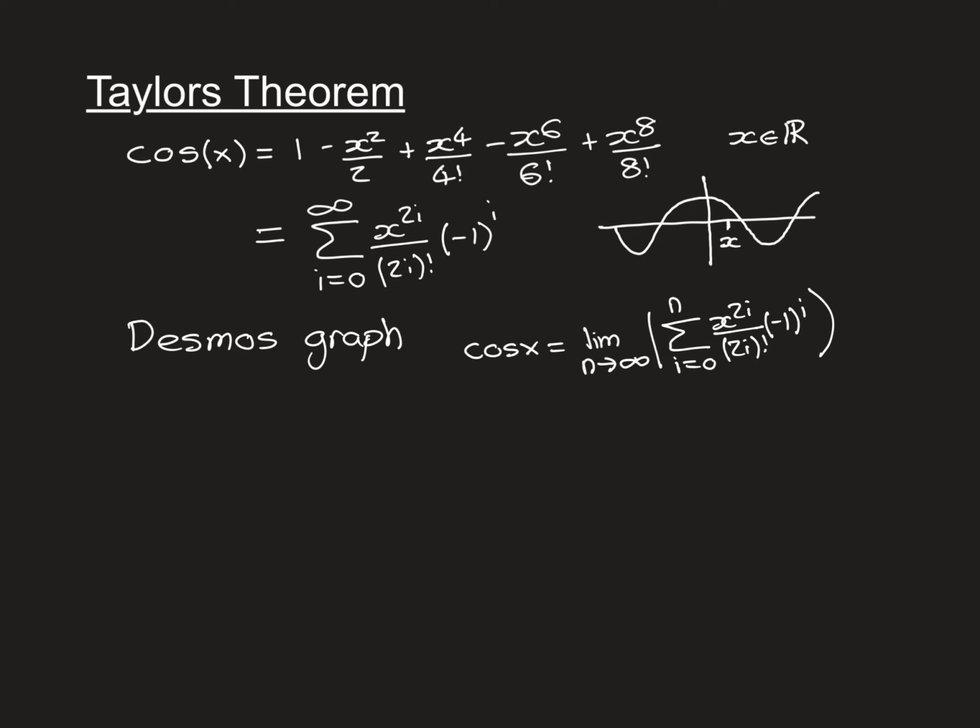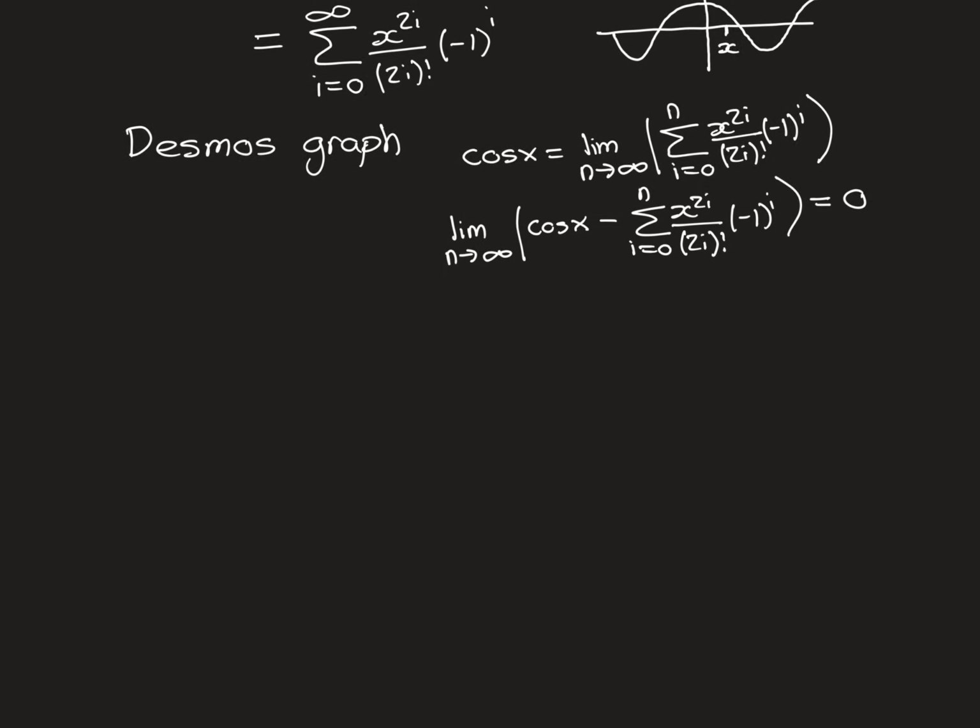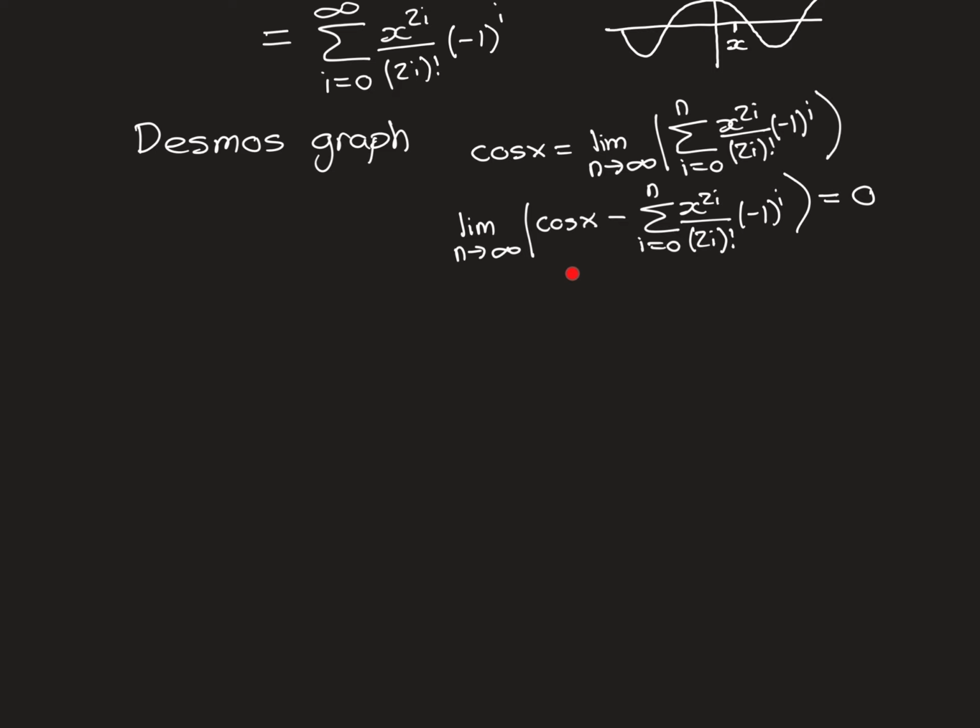So this will become the limit as n approaches infinity of cos of x minus the sum from i equal to 0 to n of (-1)^i x^(2i) over (2i)!. And we need that limit to equal 0. So if we can show that this is true, then we'll have that this is true, and therefore we'll have that this is true. So this is good. We like this because this is something that we can replace with a more simple expression using Taylor's theorem. So now's the part to remind ourselves of what Taylor's theorem says.